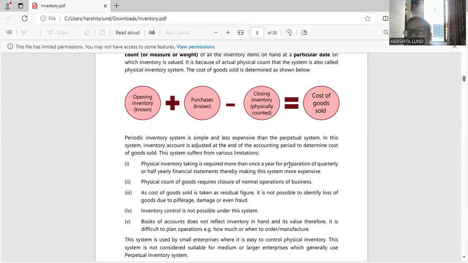These methods also suffer from various limitations. It requires inventory valuation more than once a year, because inventory counting requires closures, so you have to close all your normal operations for the purpose of the physical inventory count. It is not possible to identify the loss of goods. We directly take the balancing figure as the cost of goods sold, so we are not able to identify the actual loss due to pilferage. Pilferage means loss because of damage or theft.